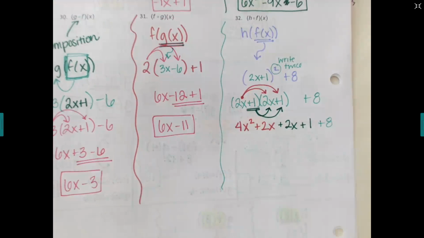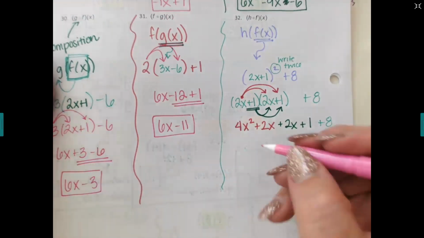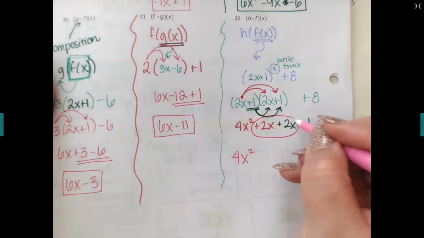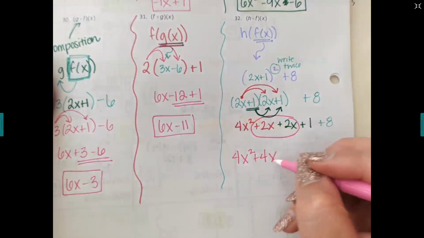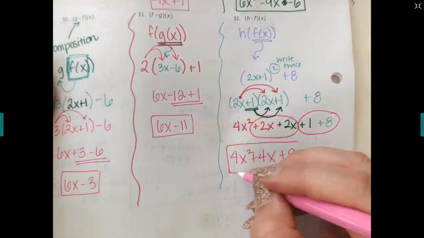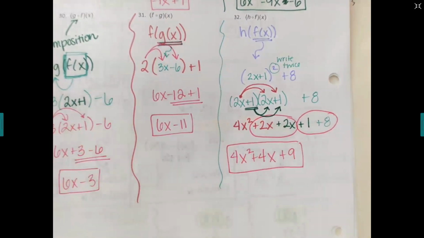So now when I combine like terms, I'm actually going to have two different things that I can combine. My 4x squared is in front. 2x and 2x make 4x. And then plus 1 and plus 8 make plus 9. Okay.